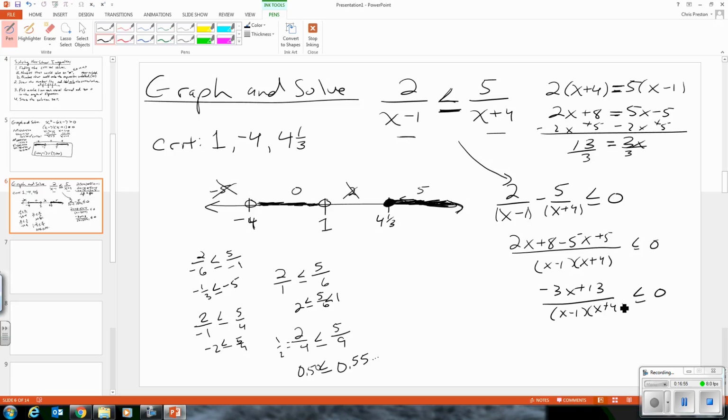And then it's just a question of trying to figure out, when I plug numbers in, am I getting a positive answer or a negative answer? Because when it's less than 0, it's negative. So, you could do it that way. If I put 5 in here, this would be negative 15 plus 13. That would be negative. 5 minus 1 is positive. 5 plus 4 is positive. So a negative divided by a positive divided by a positive would be a negative, and that's less than 0.